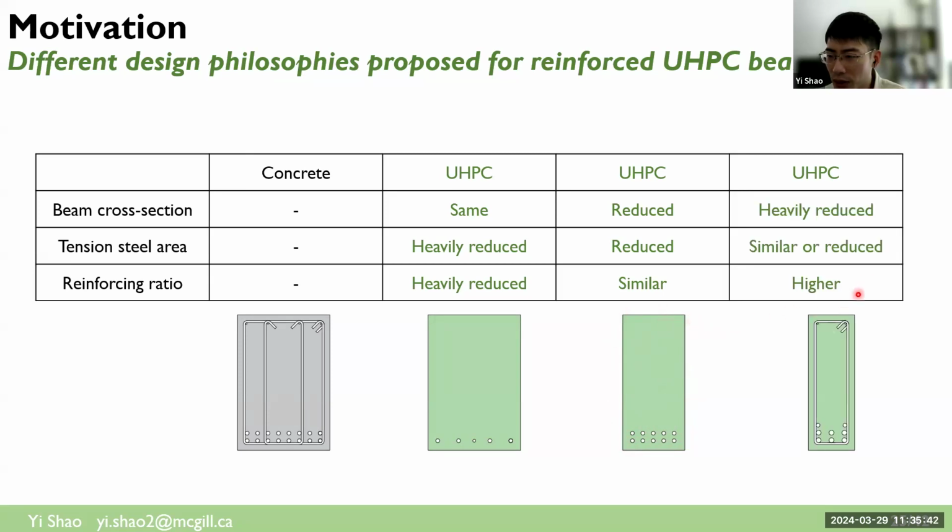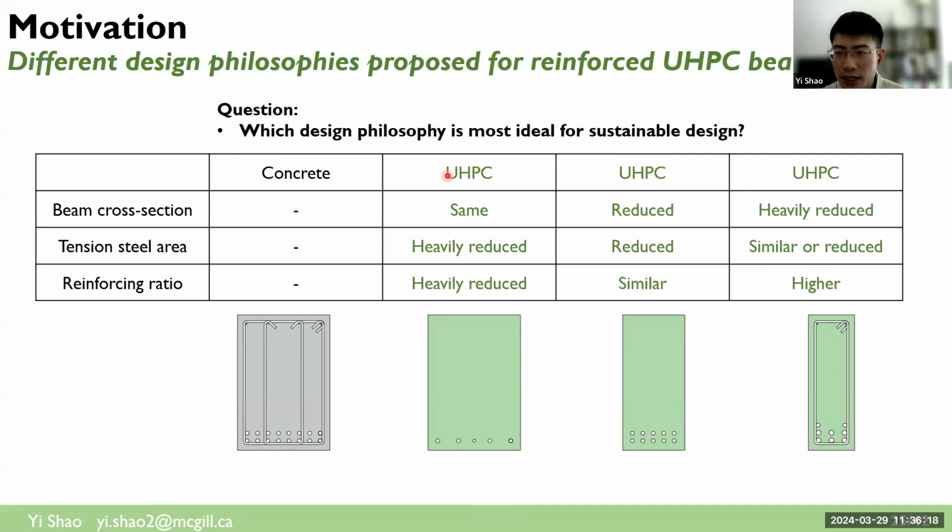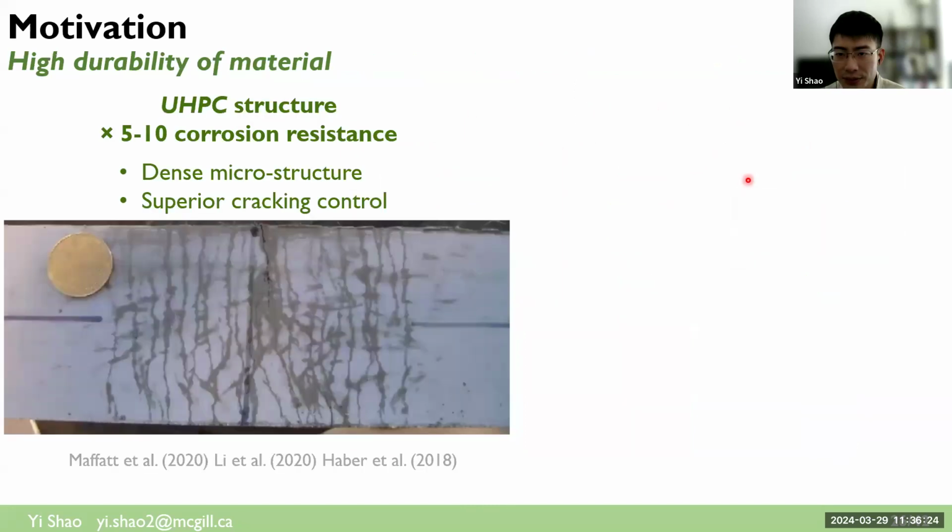And recently, we proposed that we should significantly reduce the cross-section size and use a higher reinforcing ratio than in typical concrete beam to utilize high compressive strength and resulting higher reinforcing ratio capacity in UHPC. So we can significantly reduce the cross-section size. With a higher reinforcing ratio, we are not putting more steel rebar, we are just significantly reducing the cross-section size. So the reinforcing ratio will seem higher, but we are not putting more rebars than steel reinforced concrete. And then the question is, which design philosophy is most ideal for sustainable design?